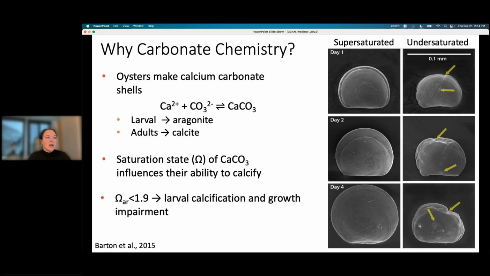However, negative impacts of decreased saturation state are not restricted only to undersaturated waters. There have been laboratory and other field studies that have shown that larval calcification and growth impairment starts to occur anywhere from saturation states of 1.9 or lower. So the water does not need to actually be undersaturated in order for there to be negatively observed effects, which can have significant impacts on ecosystem level chemistry when we're studying these changes.